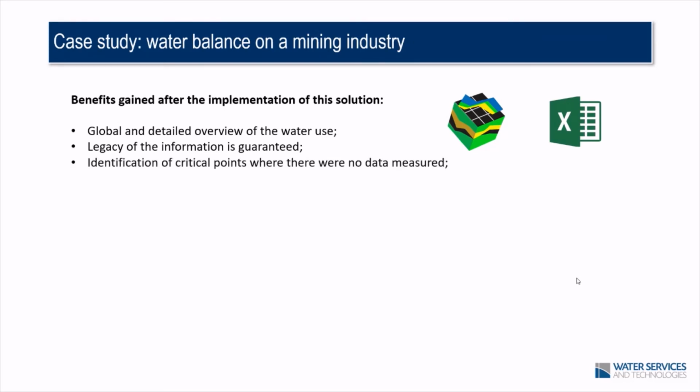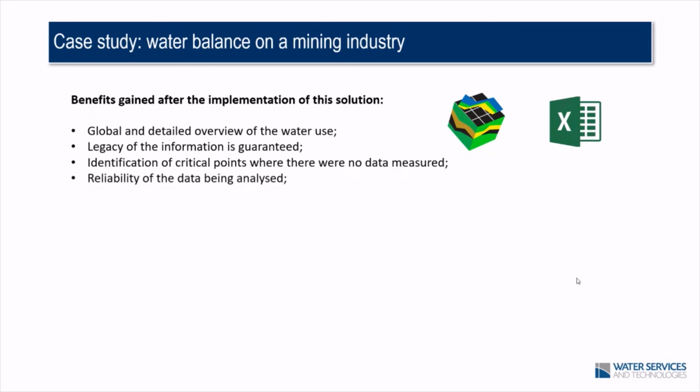It was also important for the identification of critical points where there was no data measured. So you could see on that table that a lot of the data didn't have any measurement, any data at all. So now the mining company is investing money in hydrometers, in equipment to measure the water that flows in each structure of the mining company.